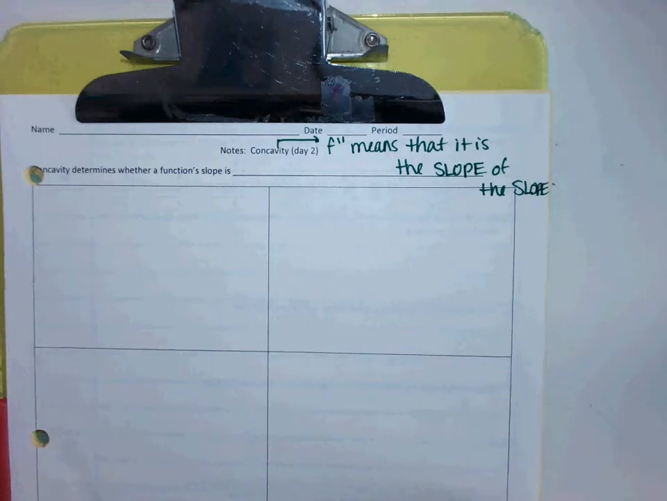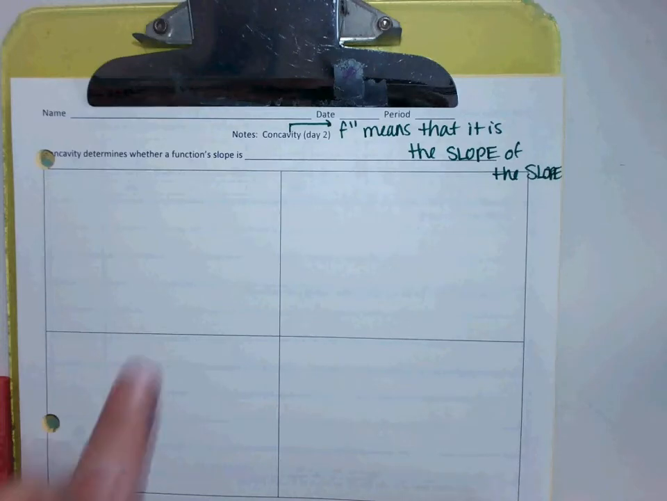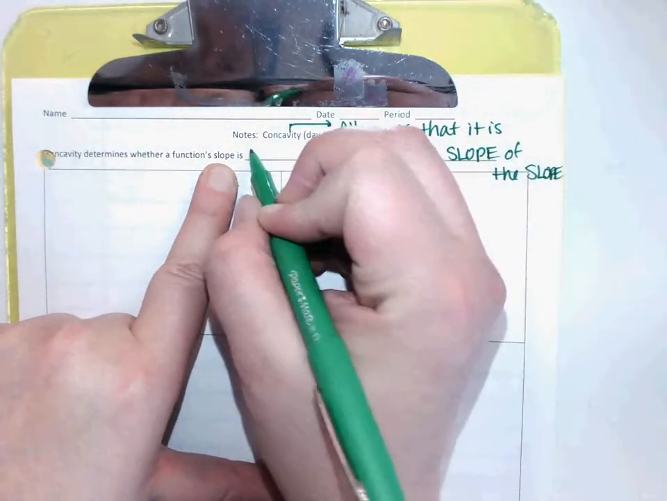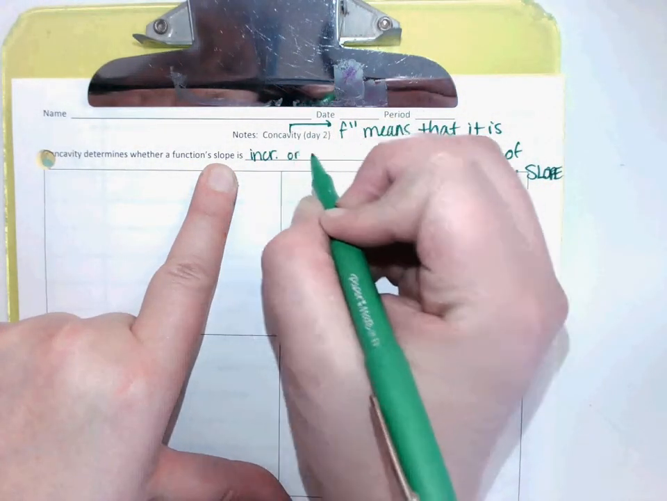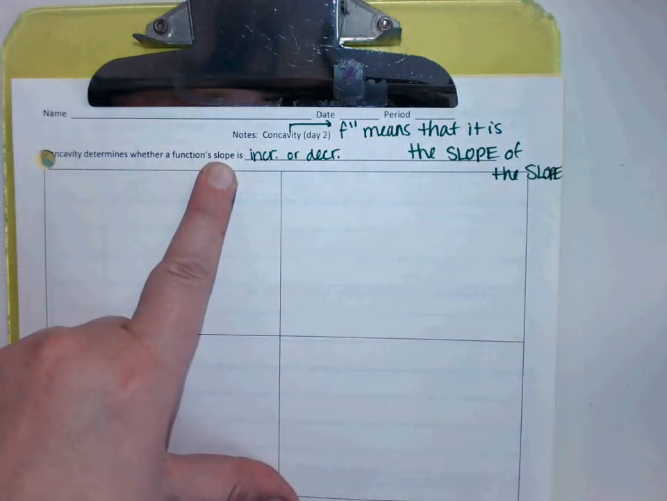Think about what that means for a second. f double prime is the derivative of the derivative, so it's the slope of the slope. What concavity tells you is whether the slope is increasing or decreasing. When f double prime is positive, the slope is increasing. When f double prime is negative, the slope is decreasing.